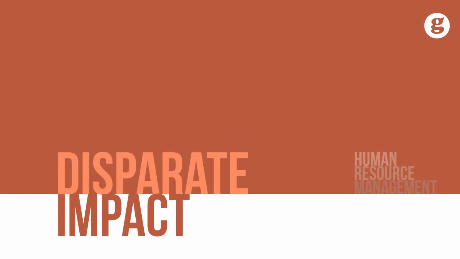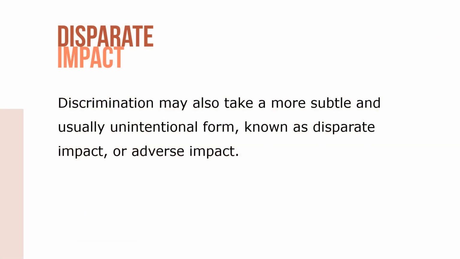Discriminatory practices can typically be grouped under one of four categories: disparate treatment, disparate impact, harassment, and retaliation. Let's take a look at disparate impact. Disparate treatment refers to intentionally unfair and illegal treatment of a particular individual. But discrimination may also take a more subtle and usually unintentional form known as disparate impact or adverse impact.